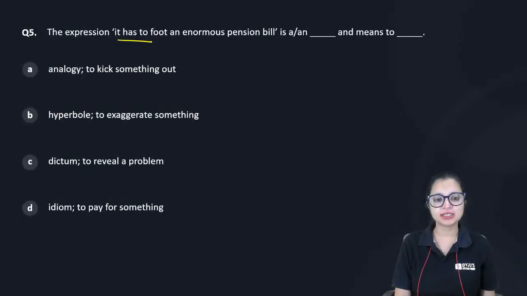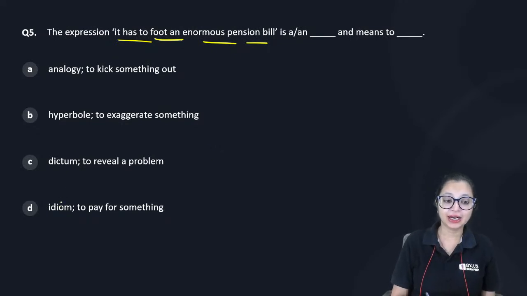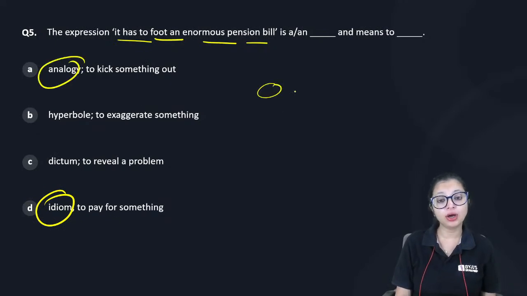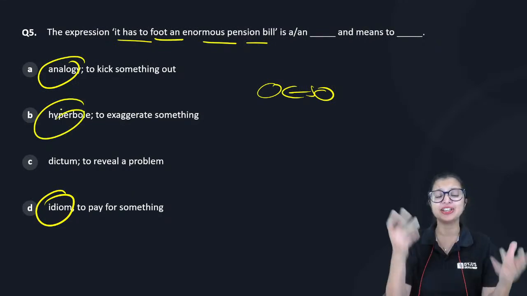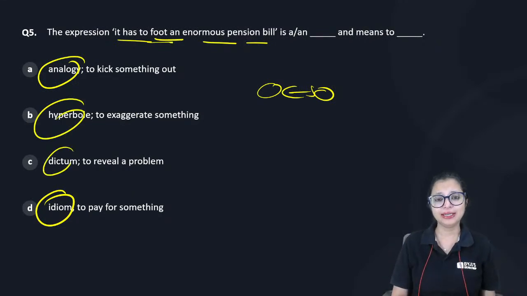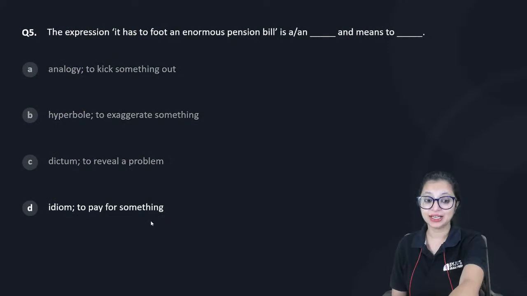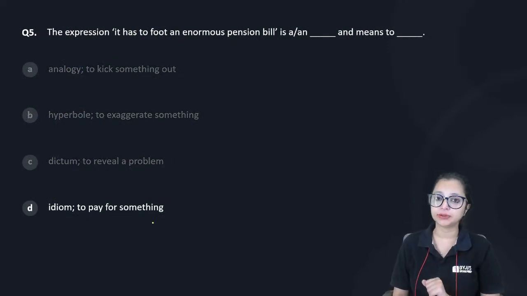The expression it has to foot an enormous pension bill. To foot means what? It's basically an idiom, which means you have to put in money. It's not an analogy. Analogy is दो unrelated चीजों को link करना. It's not a hyperbole. Hyperbole is exaggerate करना. यहाँ exaggeration नहीं है. Dictum is also a common saying, but to foot does not mean to reveal a problem. Rather, it means to pay something. That's exactly why our correct answer is going to be a D here.